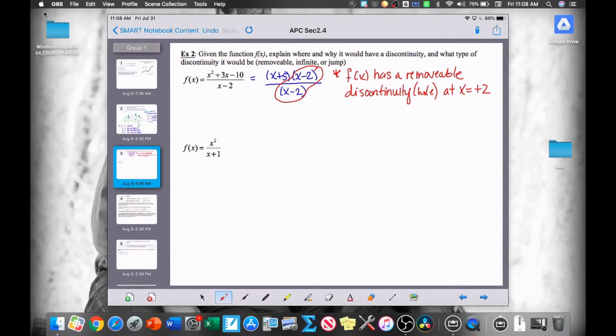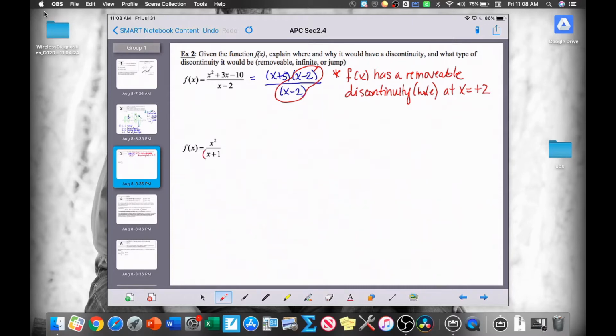If you were to graph this function, remember, it would look like a straight line, a y equals mx plus b equation with a y-intercept of 5 and a slope of 1, but on that diagonal line, at the point where x is positive 2, there would be that tiny little hole in the graph because that point does not exist. In the second function, we have f of x equals x squared over x plus 1.